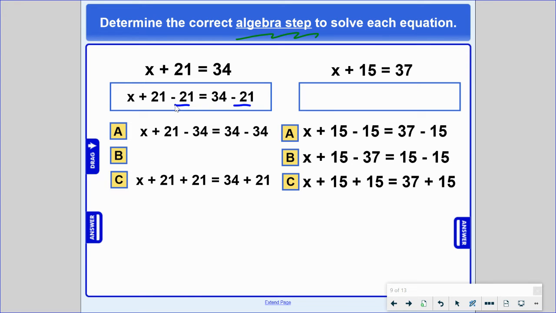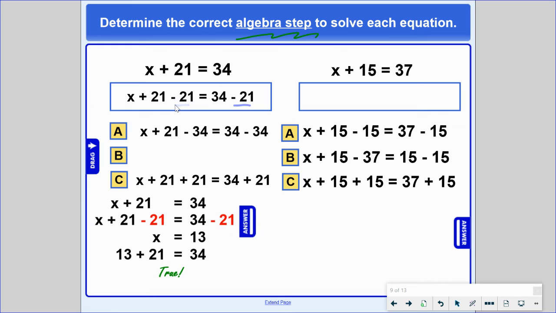All right, so let me show you now the entire work for this. If we have some quantity plus 21 equals 34, we're going to subtract 21 from both sides. When we do that, please, please, please get in that habit. Cancel out those inverse operations. After all, 21 minus 21 is 0. No, you don't need to write the 0. The only thing remaining on this side is x, and the only thing remaining on the other side would be 13.